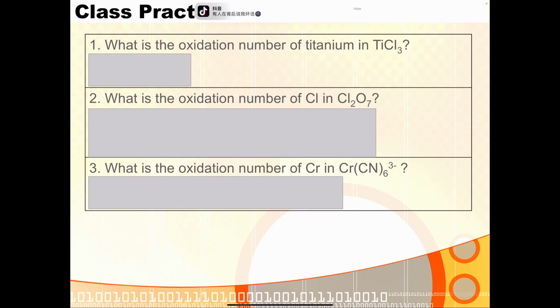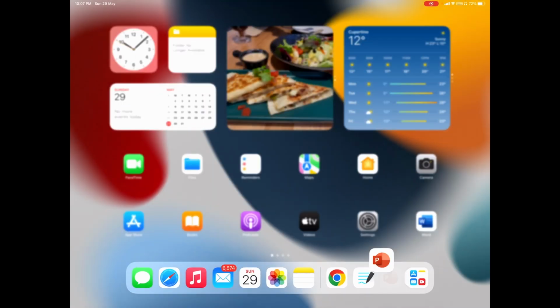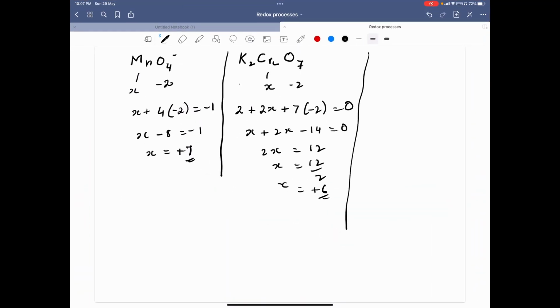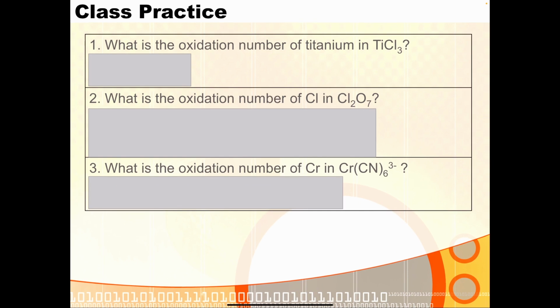Now, what is the oxidation number of titanium? Let's find out. Consider titanium chloride, TiCl3. We already know chlorine is minus 1, and titanium we have to find out, so we can put it as X. So X plus 3 times minus 1, because there are 3 chlorine, equals 0. Overall charge is 0. So X minus 3 equals 0, or X equals plus 3. So titanium has an oxidation state of plus 3.